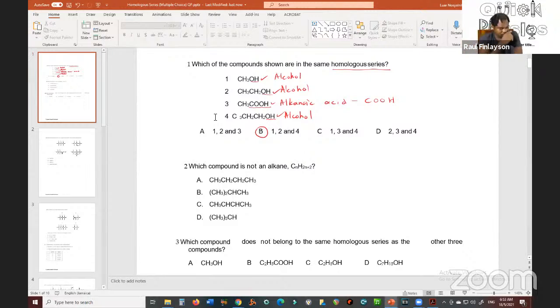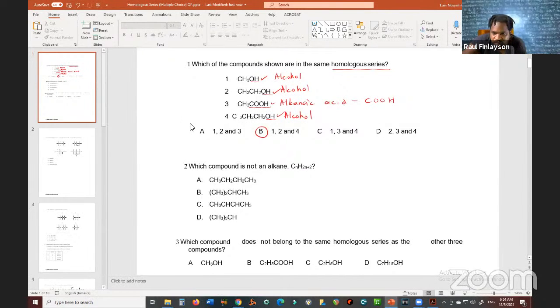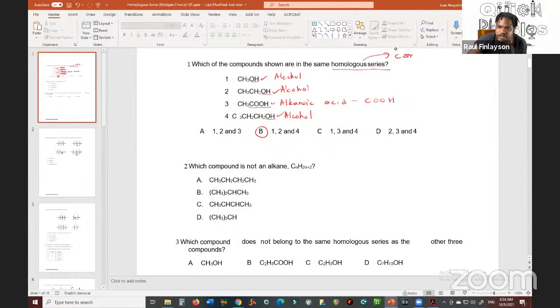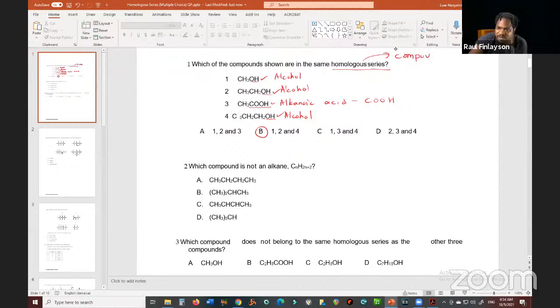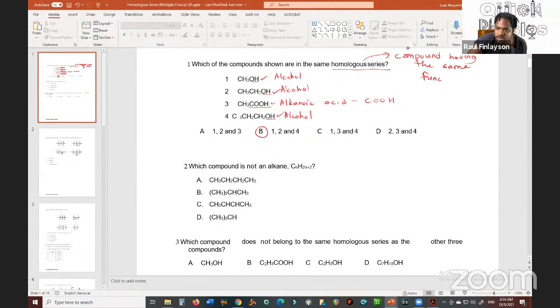Anybody have any questions about this or don't understand anything? No, sir. All right. Homologous series. Let me just reiterate the definition for it. It's compounds having the same functional group, the same active group in the compound. So OH, for example, is a functional group. Compounds having the same functional group.